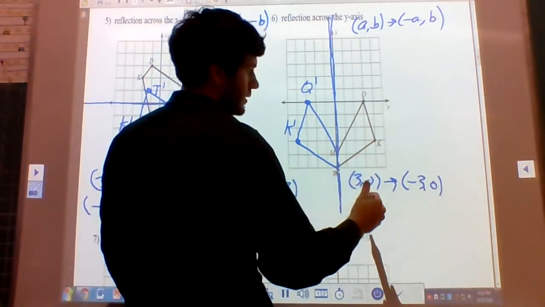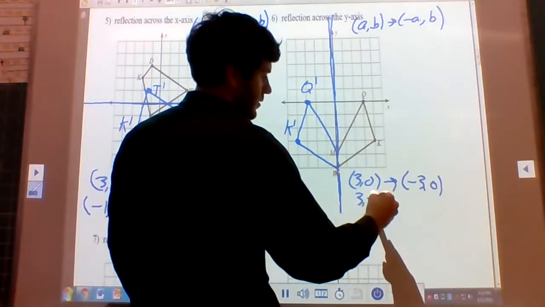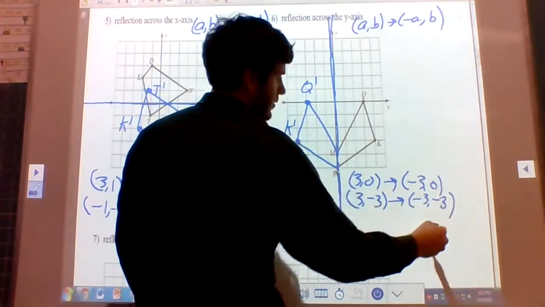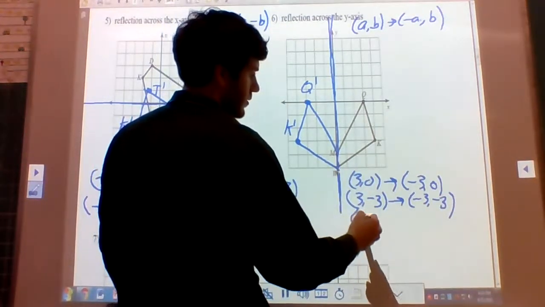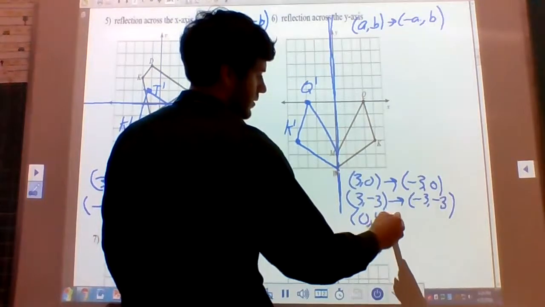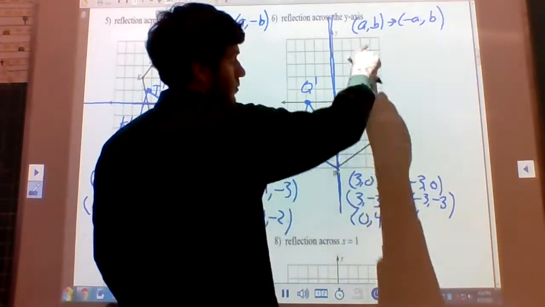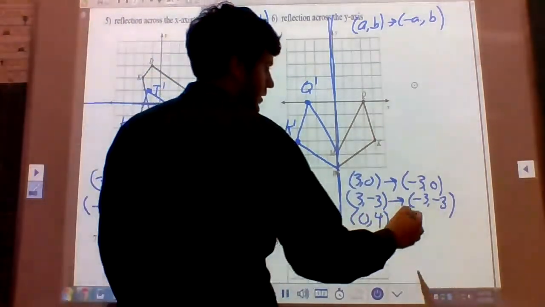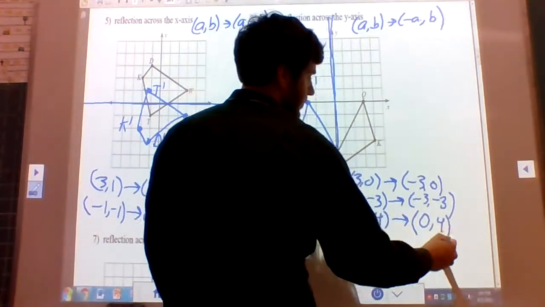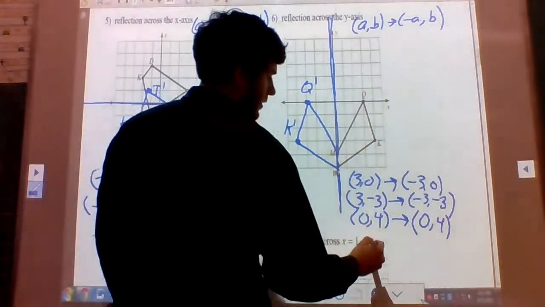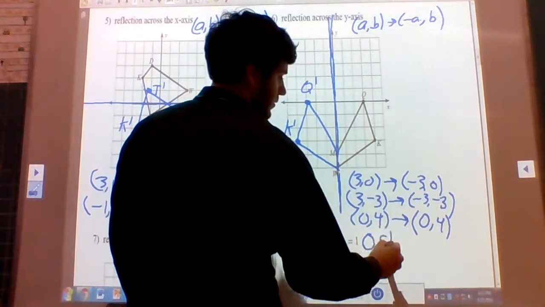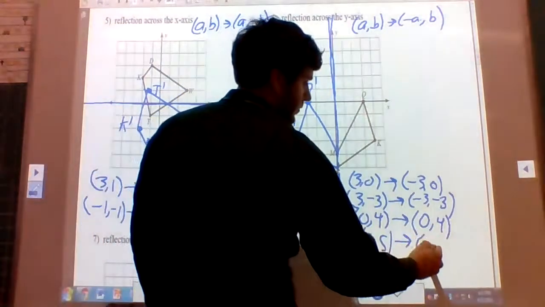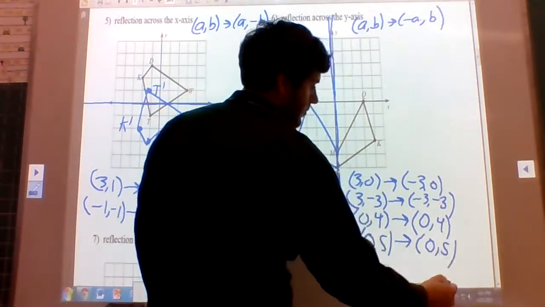K is (3, negative 3). That's going to become (negative 3, negative 3). M is (0, 4). So 0 becomes negative 0. Negative 0 is not really a thing. It's just 0. And then 4 stays the same. Our last point then is (0, 5). So same thing. 0 becomes negative 0, which is not a thing. So it's just 0. And then 5 stays the same.